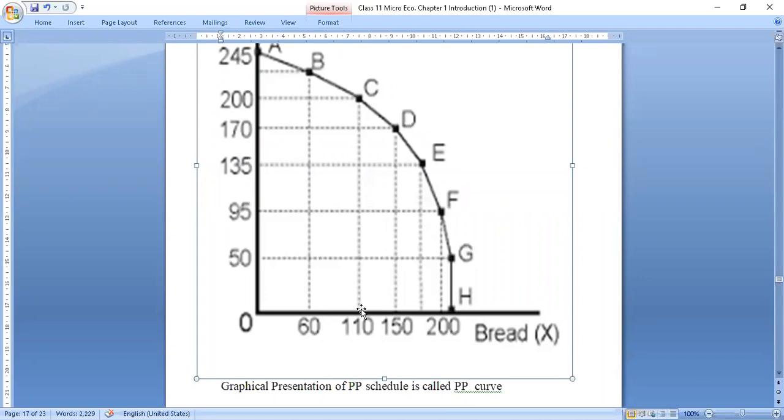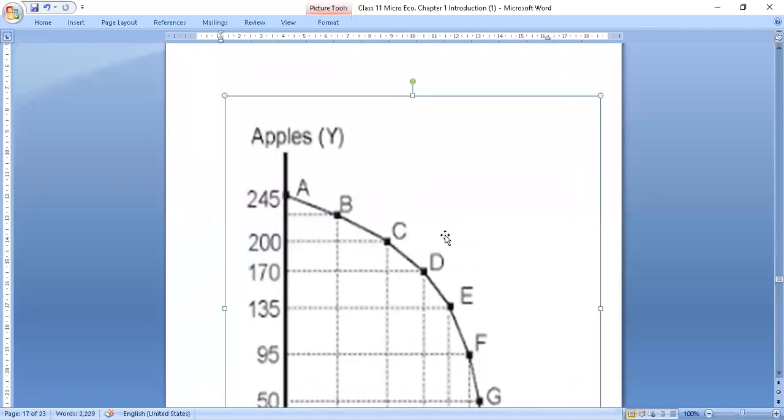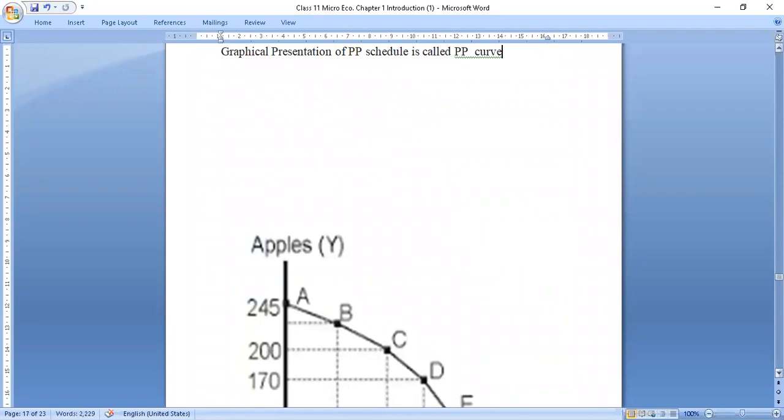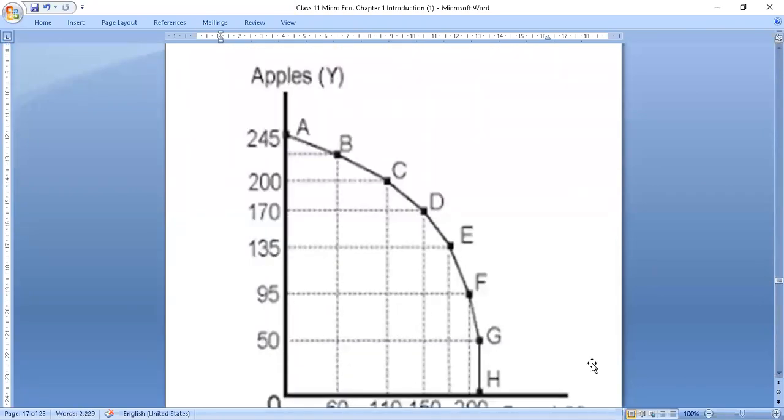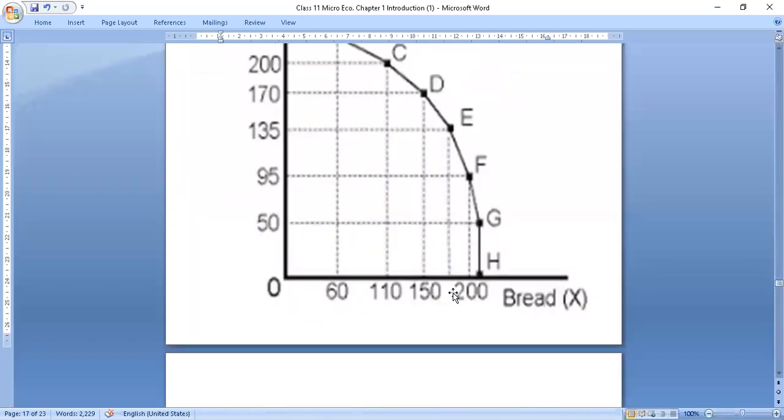The third combination is 110 units of bread and 200 units of the next good. So we have to draw lines joining here. Where the lines get joined, we have to mark the point and give it an alphabet, let us say C. The fourth combination is 150 of bread and 135 of the second good, and we have to make lines joining here. In this way we will mark all the combinations.